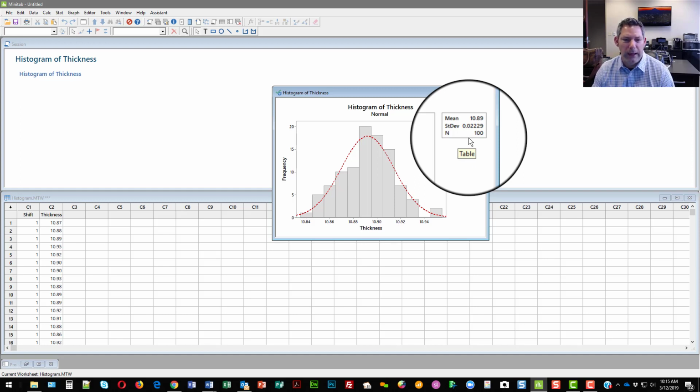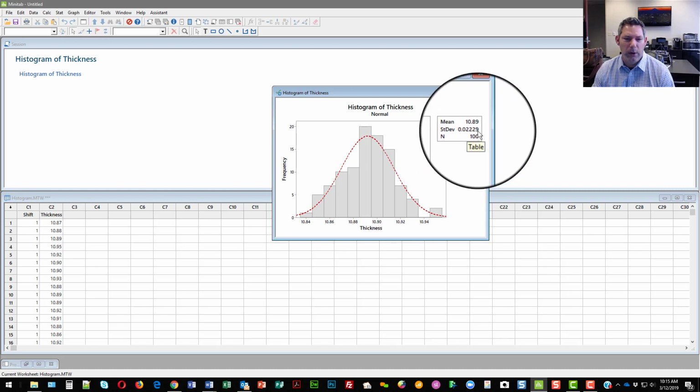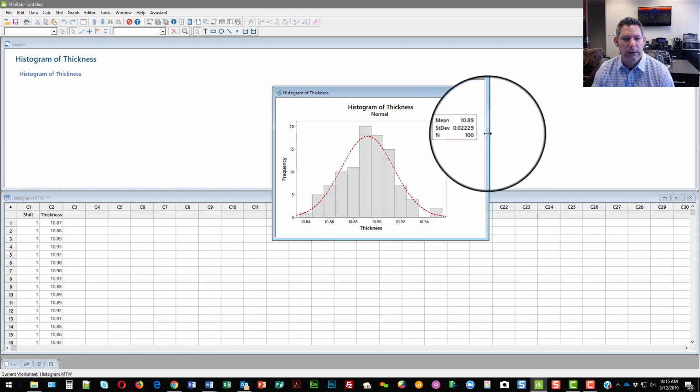So this is running a histogram. We have looked at running normality tests. We have also looked at graphical summary and now histogram. And so what I wanted to do was just stop for a moment and kind of collect our thoughts around those three particular sets of activities or assessments of our data: normality, histogram, and graphical summary.